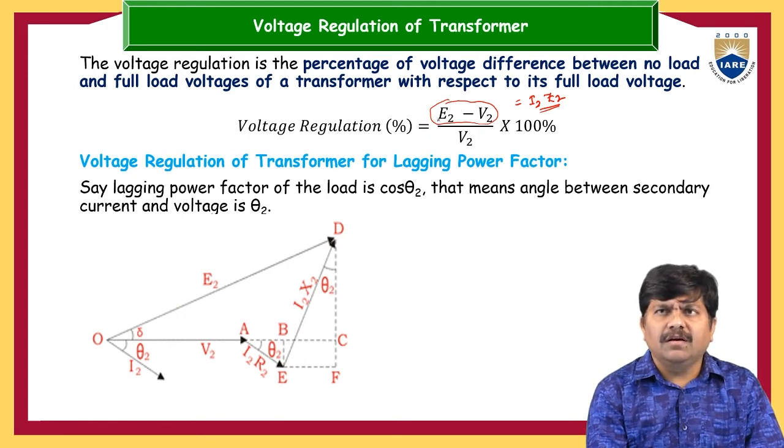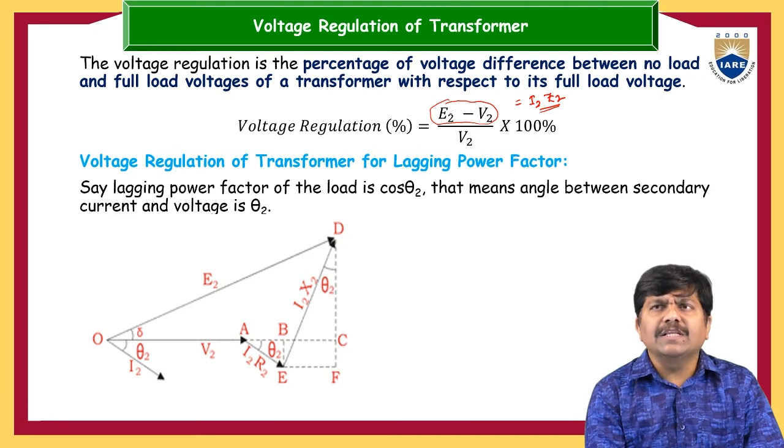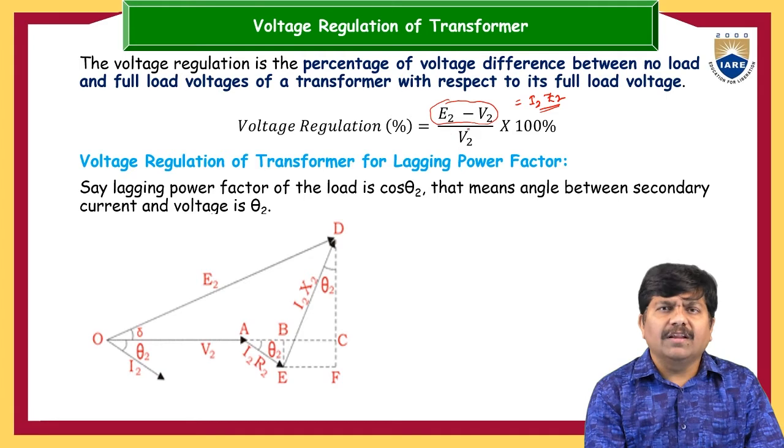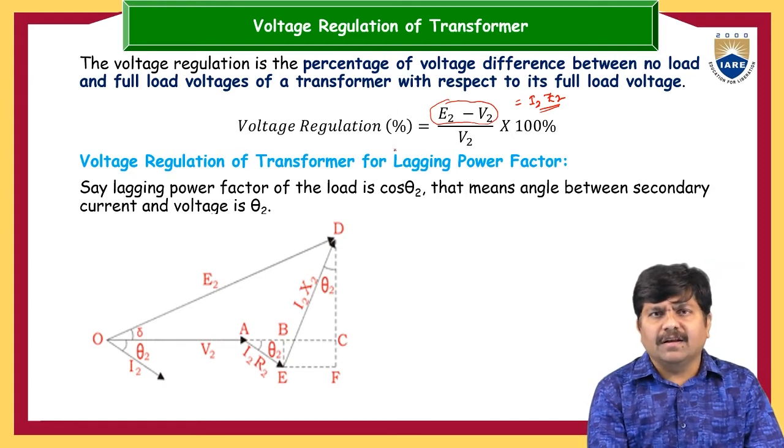So let us derive the expression for E2 minus V2. In order to derive this expression, let us go back to the phasor diagrams of the transformer under load conditions. If you take the third quadrant portion, because we only require the secondary induced EMF and the terminal voltage, refer to the third quadrant portion of our phasor diagrams.